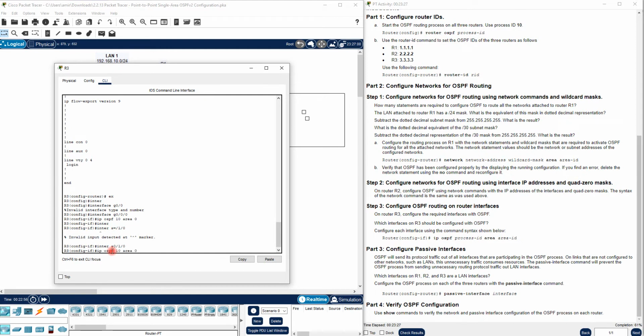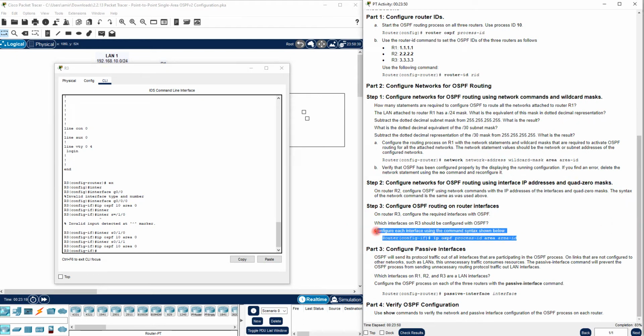And right again, IP OSPF 10 area 0. And same process for 0, 1, 1. And also, there is another option that you can use to create OSPF here. Yes, OSPF 10. And yes, it's here, and its instruction is here.